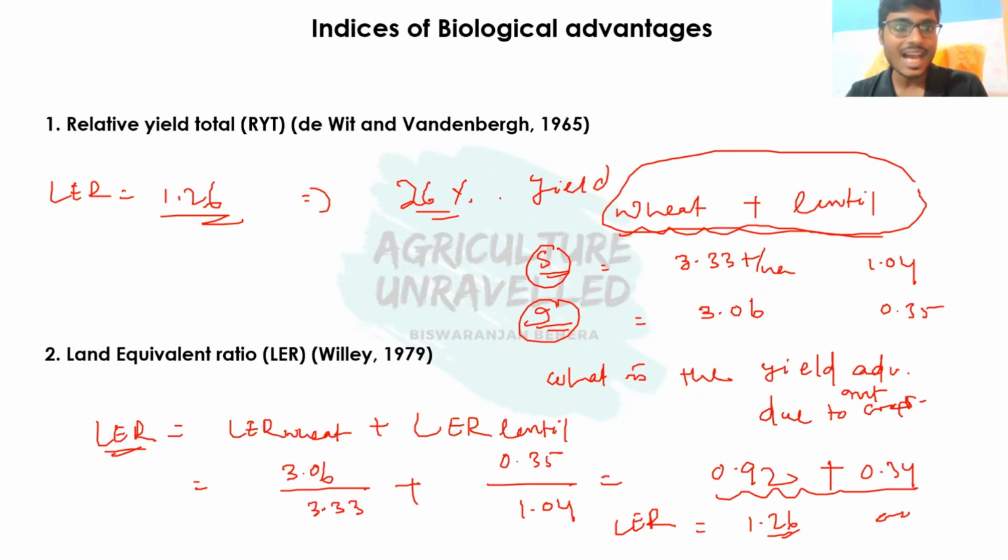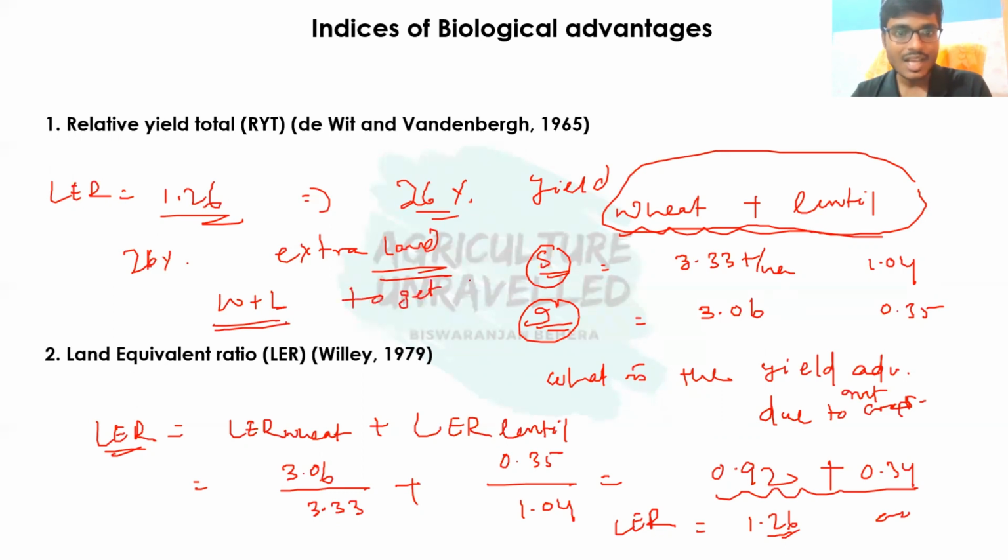And we can also say that 26% extra land is required for the wheat plus lentil system to get the same yield as that of the sole crop. It means to get 3.33 ton per hectare in case of wheat and 1.04 ton per hectare for lentil, we need 26% extra land. So that is the interpretation. I think the concept is very clear. We can easily attempt this kind of question in the examination.